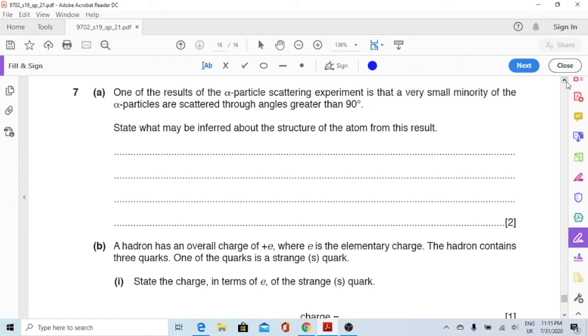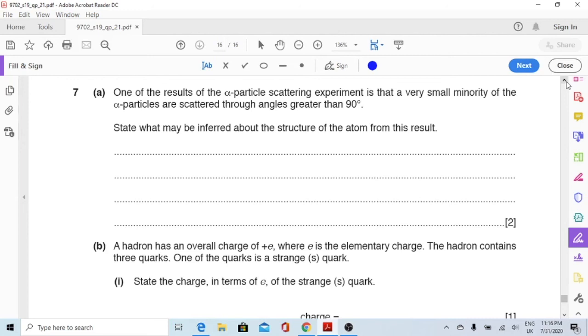Now moving on to the last question, 7a. One of the results of the alpha particle scattering experiment is that a very small minority of the alpha particles are scattered through angles greater than 90 degrees. State what may be inferred about the structure of the atom from this result. Since the marks allocated to this part of the question are two, we must mention two things.